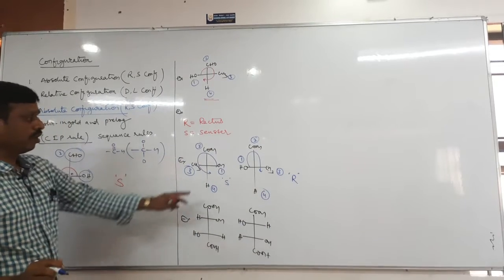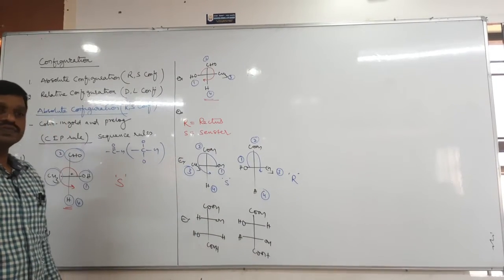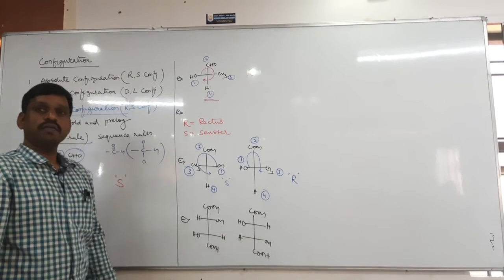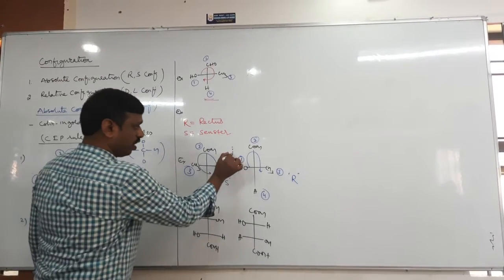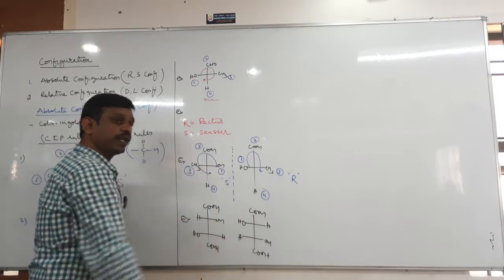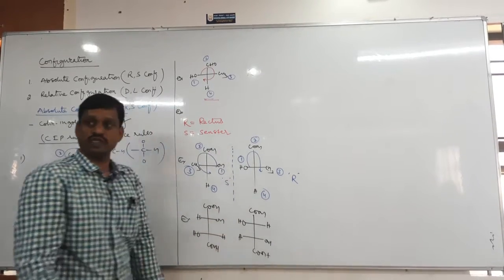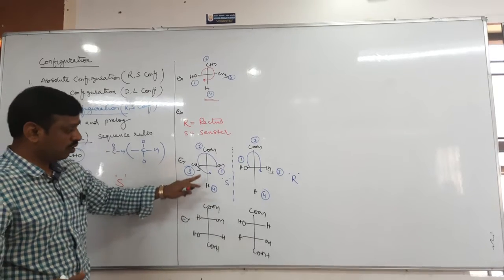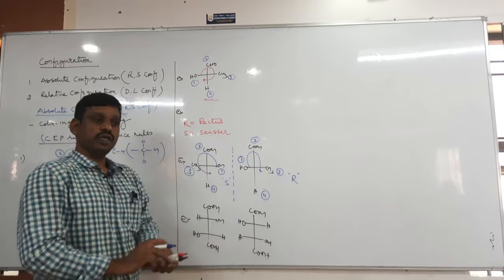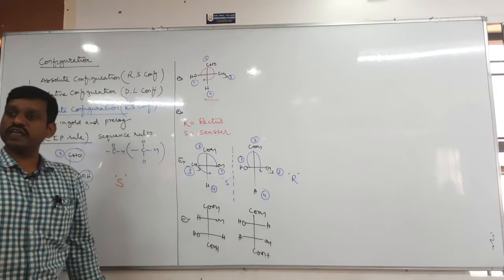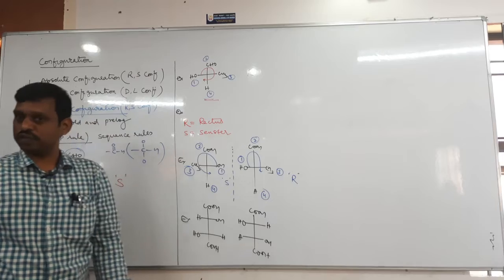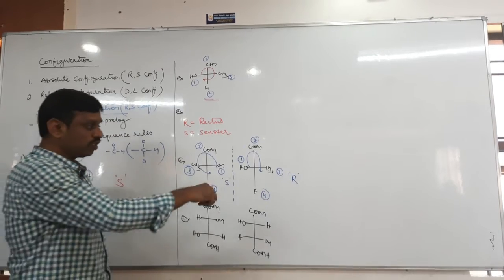Can you tell me what is the relation between these two? Very good. Non-superimposable mirror images. So these two are non-superimposable mirror images. They are enantiomers. Remember, for enantiomers, if one is S, the other should be R. It means enantiomers have opposite configuration. Okay, I'll give that note later.